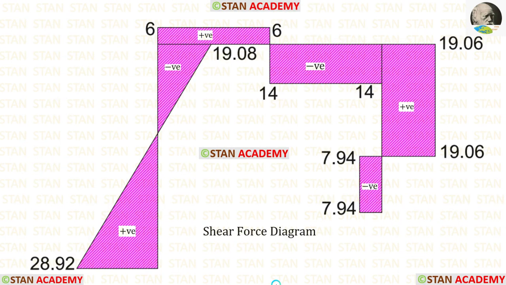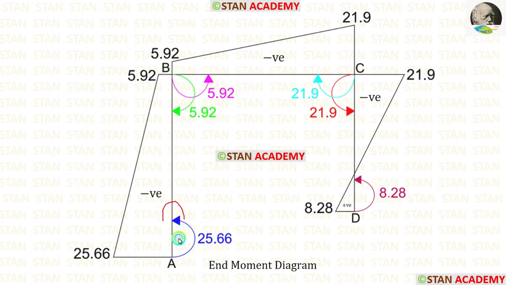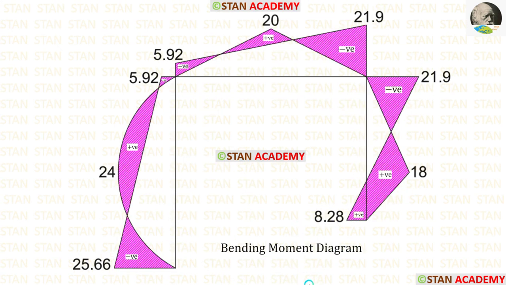Using the reactions and loads, we can make the shear force diagram. Using the formulas, we can make the free moment diagram. Using the direction of the end moments, we can make the end moment diagram. Then we can combine the free moment diagram and end moment diagram so that we will get the bending moment diagram. Now we are going to end this session.